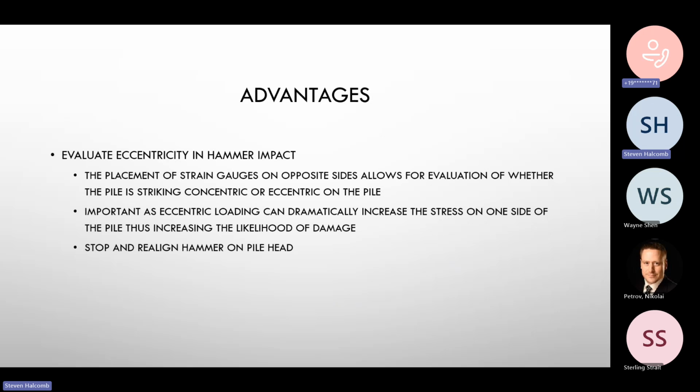So that's why we put them on the opposite sides. Like I said, if you're really concerned, usually spirally welded pipe is one where you'll see 4 strain gauges across the pile. But if you also know the hammer is suspect, you can do that.